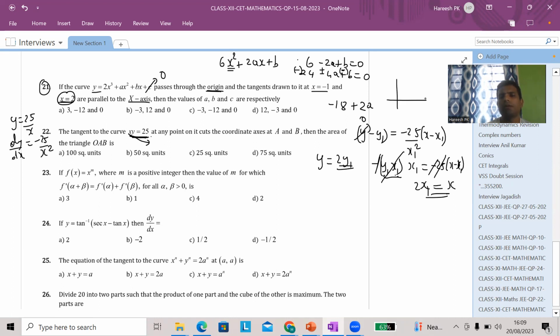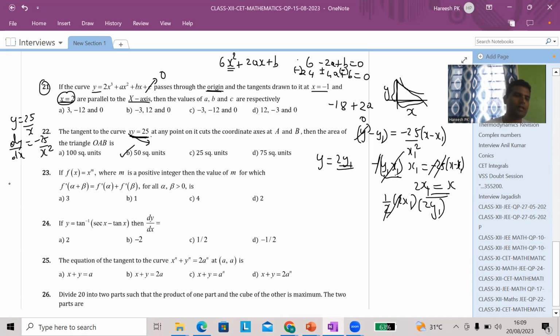So now if a tangent is drawn like this, what is the area of the triangle formed between the coordinate axes and the tangent? It's half of base into height. So the answer would be half into 2x1 into 2y1. But we already know x1 y1 is 25, and this 2 gets cancelled. I'll be left with 50 square units.